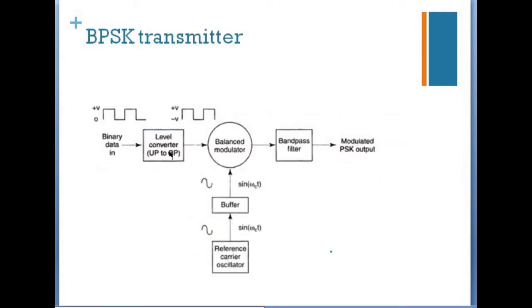So here is the block diagram of the BPSK transmitter. We have a balanced modulator. This balanced modulator has two inputs. One is sine omega c t from the carrier oscillator, and another is from a level converted signal. Depending on the logic condition of the digital data, we have two different signals, an in phase signal or an out of phase signal.